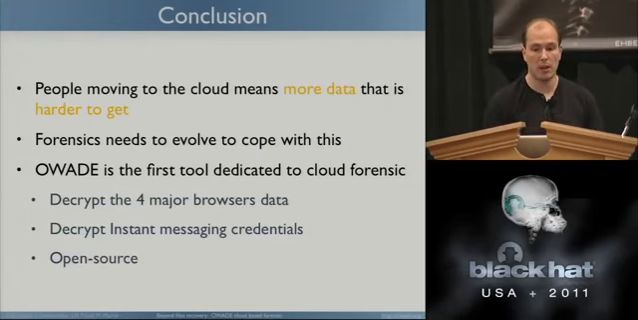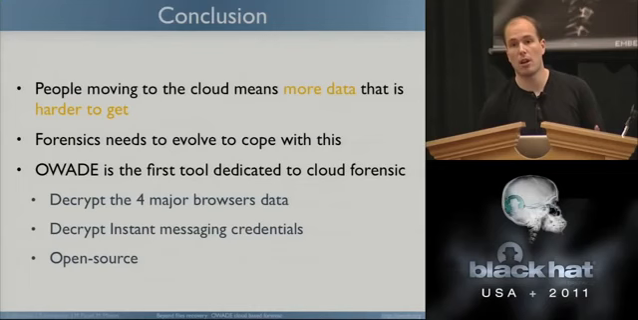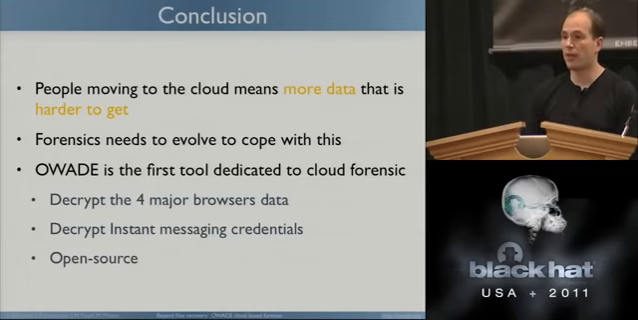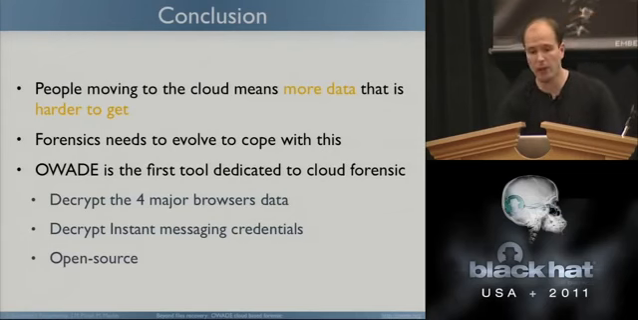So now it's up to you and to us to figure out how to use this data, what is legal, what is illegal, how we can actually have nice tricks to get more data out of that. And as far as we can tell, OWADE is the first tool which is ever able to decrypt browser data offline and from Linux. It's also the first tool which is able to decrypt instant messaging credentials. And of course, it's open source.